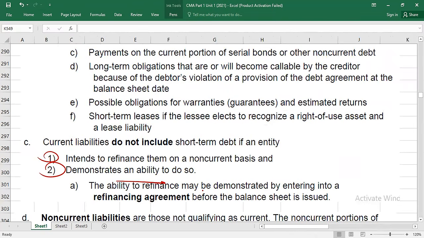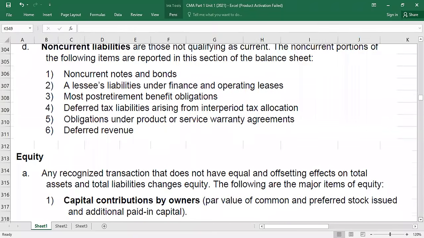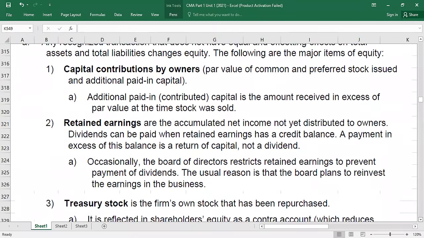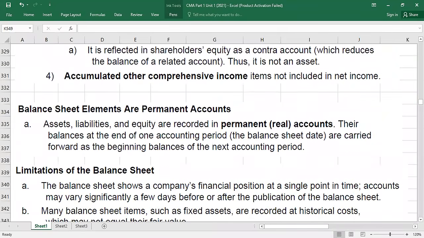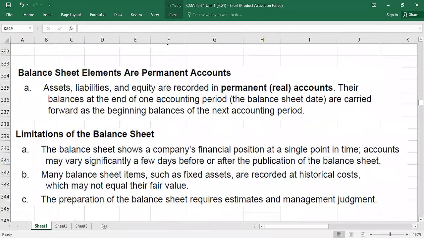So we are going to talk about balance sheet limitations. What are the limitations? What do you think, guys? What's the problem with the balance sheet? What could be the problem?